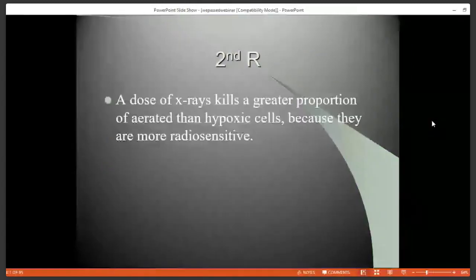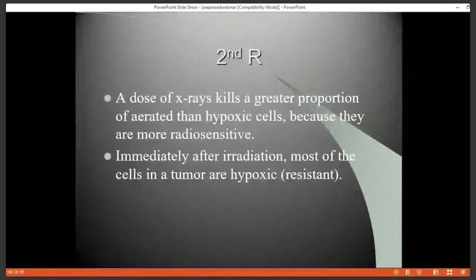The dose of X-rays kills a greater proportion of aerated than hypoxic cells because they're more sensitive. So immediately, most of the cells in the tumor are hypoxic. We have killed all the aerated cells, those cells that are closest to the vessel. So these 4 Rs are all going on at the same time. So the first R is happening while this R is happening as well.